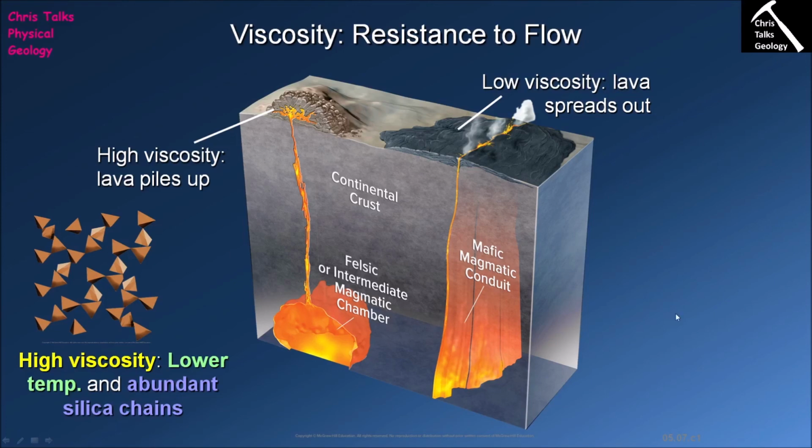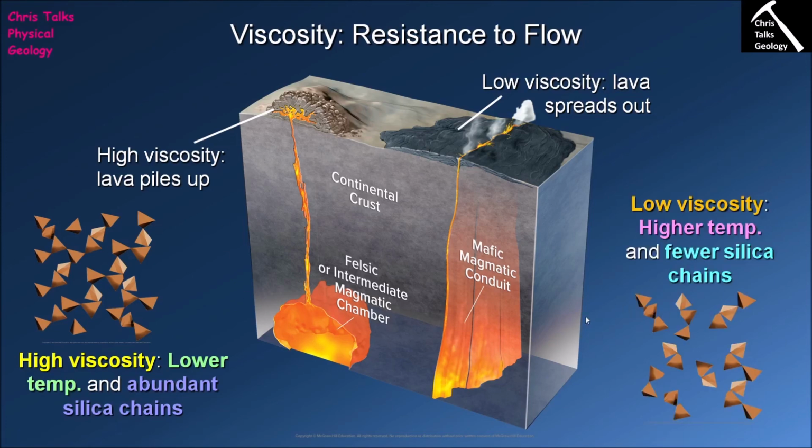In contrast, our lower viscosity magmas are typically going to have a higher temperature, fewer silica chains, and fewer crystals in the magma. This obviously means the viscosity is going to be lower, and so the magma can also rise through the crust more efficiently, and it also means therefore that when it erupts onto the surface, it will spread laterally.